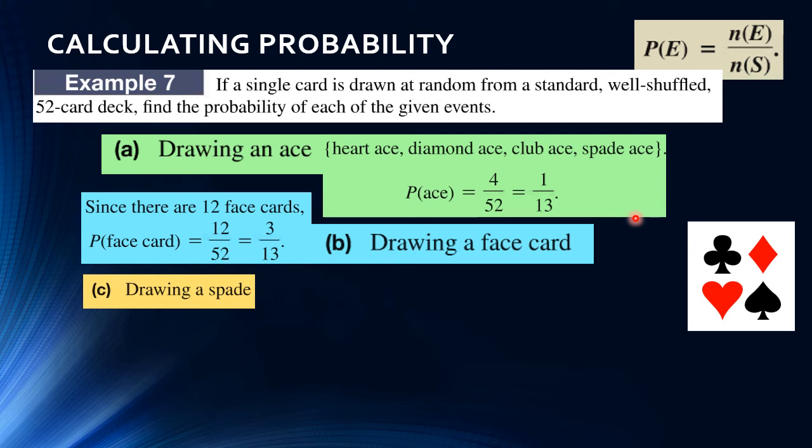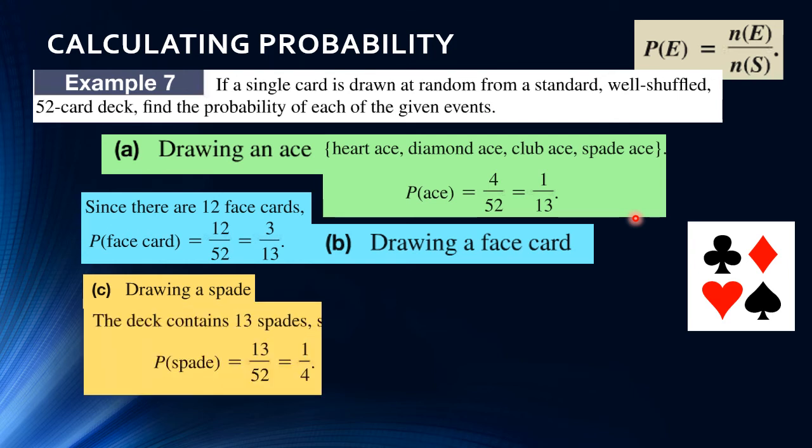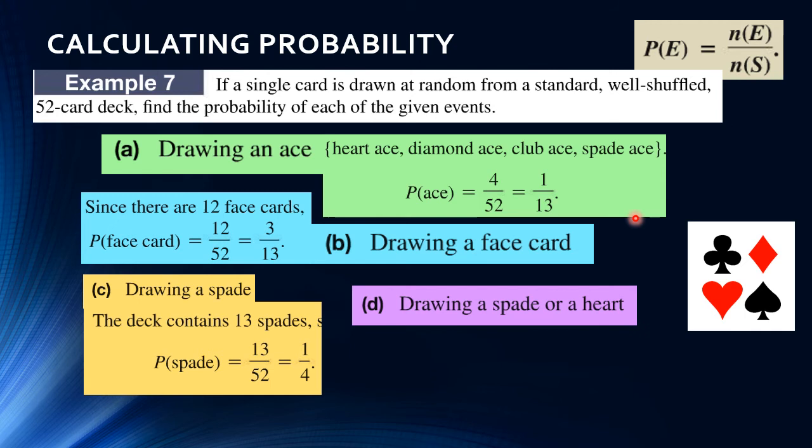Drawing a spade. Well, there are 13 spades out of 52 cards, so we have a 1 in 4 chance, or excuse me, a 1/4 probability of drawing a spade.